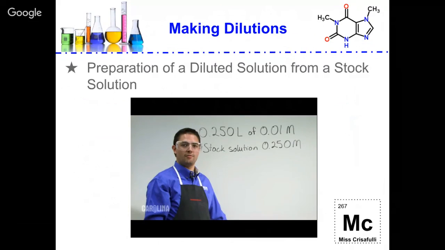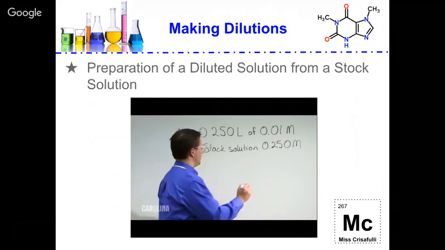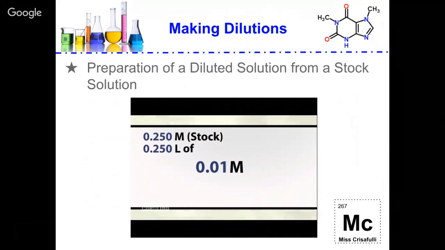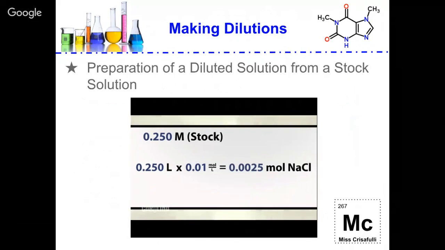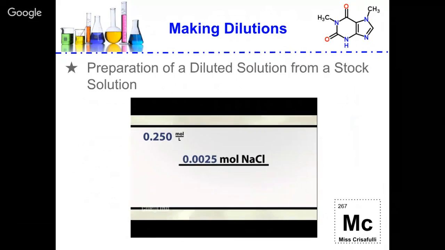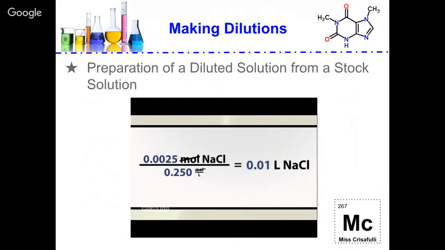The first thing we need to do is determine the exact number of moles in our dilute solution. We know our concentration needs to be 0.01 molar, or 0.01 moles per liter. Since we know our number of moles per liter and we know the volume we need, we can calculate that we need exactly 0.0025 moles of sodium chloride. Knowing our stock solution contains 0.25 moles per liter, we can take the number of moles needed in our dilute solution and divide by the concentration of our stock solution to calculate the exact number of milliliters that must be transferred into our new solution. In this case, 0.01 liters of sodium chloride solution, or 10 milliliters.